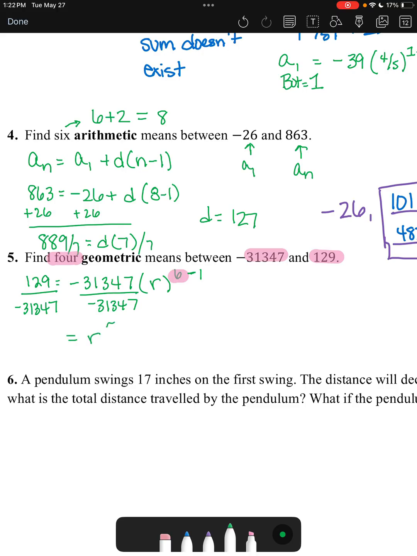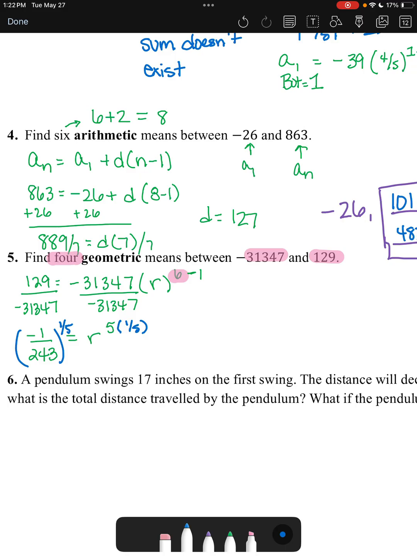So I get r to the 5th is going to equal whatever that fraction is, which is not going to be pretty, but it's going to be okay. 129 divided by negative 3,1347. It's going to equal negative 1 over 243. And you can take the 5th root, which is what I'm going to write up here. 1/5 on both sides. To undo this.